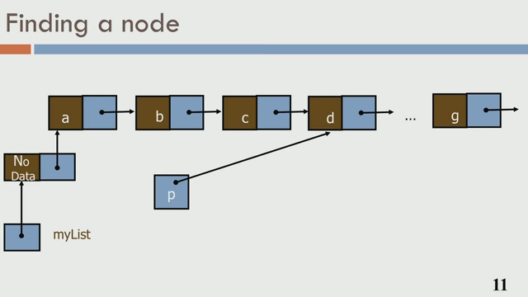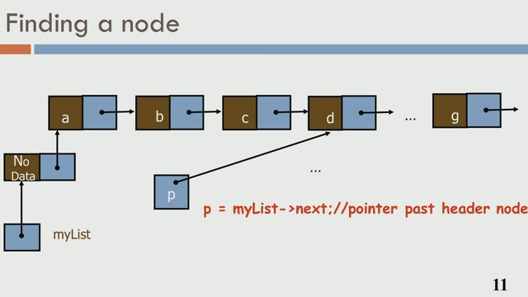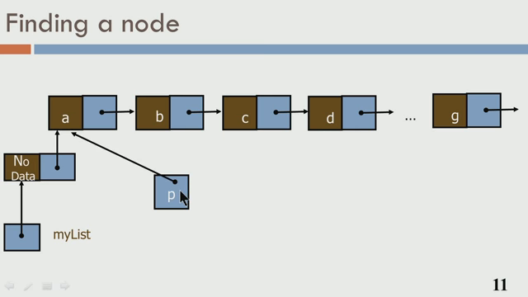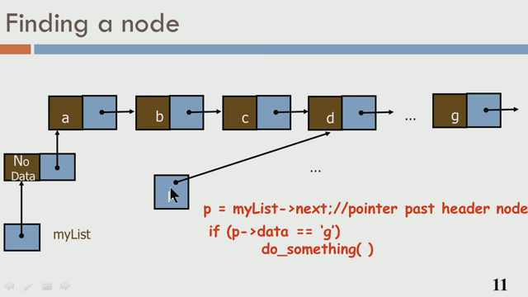Let's see how to write a program for this. So you start with P equals my list dot next, or my list arrow next. What this will do is start P past the first pointer like this. My list arrow next is this field, and that's pointing here, so P will also start pointing there. So it starts from there, and the very first data itself could be G, and if it is G, I want to do something about it.